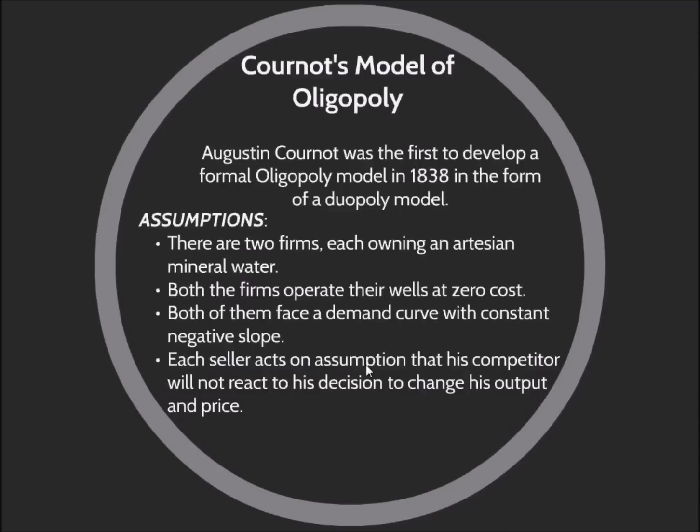Then each seller acts on the assumption that his competitor will not react to his decision to change his output and price. That is because they are just two sellers and they are not basically competing with each other. They have their own market share. So they suppose that whatever changes they make to their output and pricing decision, the other seller will not react to that. Now let's see how price and output are determined under Cournot's model of oligopoly.